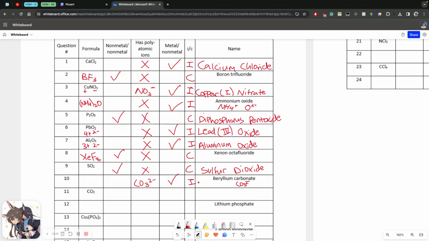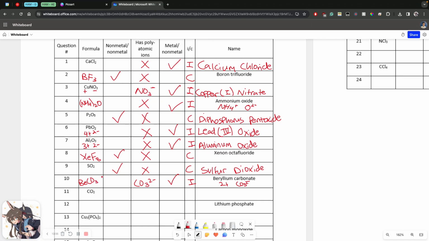All right, let's come up with the name. Beryllium, of course, an alkaline earth metal, has a 2+ charge in nature, while the carbonate ion has a 2- charge. Therefore, one of each suffices to balance it out, and therefore your final formula is BeCO3, and that is your answer.